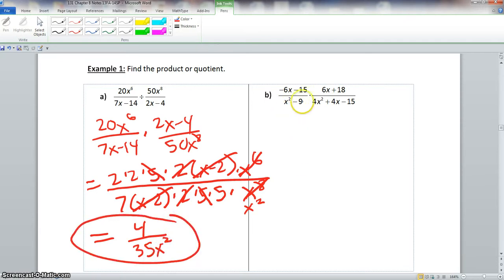Now we come here to b. Now this is already multiplication, so we could do some factoring. For b, we could factor out a -3, and we'll be left with 2x plus 5. Now, this will be multiplied by, we could factor out a 6, and we'll have x plus 3.